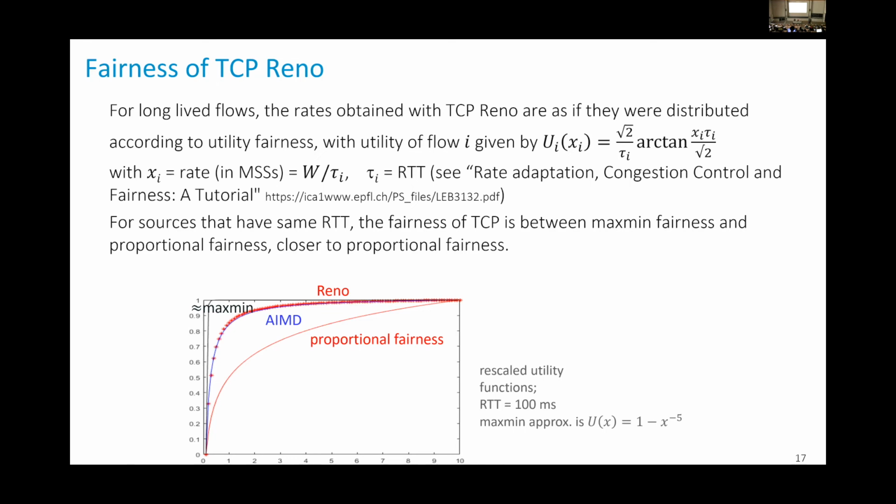which is not so bad, given the difficulty of implementing something exact in software systems. We know proportional fairness is perhaps the most desirable one. Max-min is also not bad, but has efficiency problems, so it is a bit too extreme. So this is, in some sense, good. However, this is for sources that have the same round-trip time. Here, the utility function that I'm plotting depends on the round-trip time.